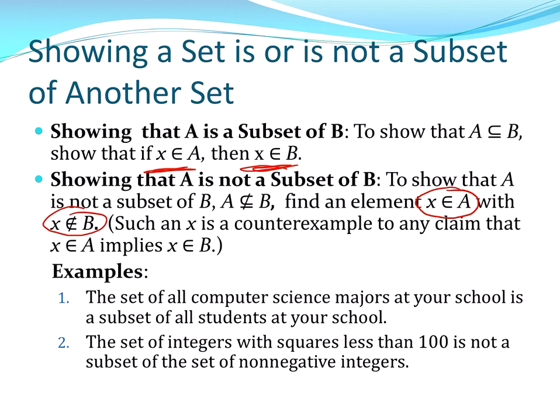On the other hand, here we have two sets. Integers with squares less than 100 is not a subset of the non-negative integers. And one counterexample of that would be -1. -1 is not a non-negative integer, but its square is a number less than 100.